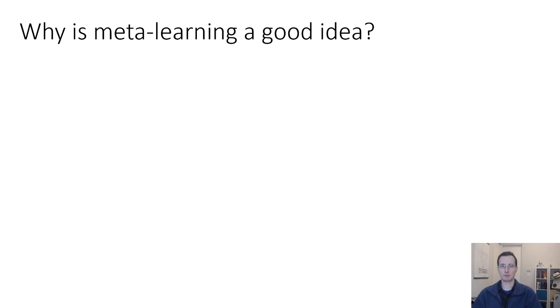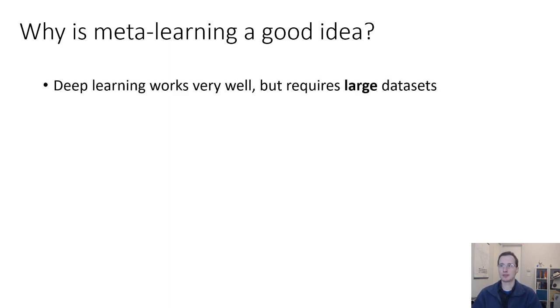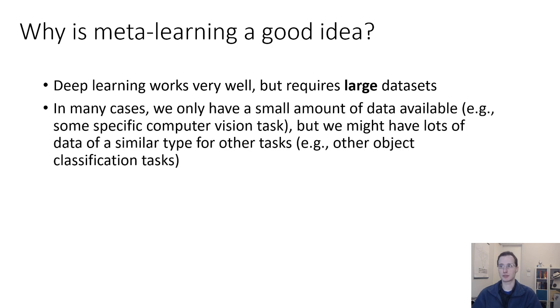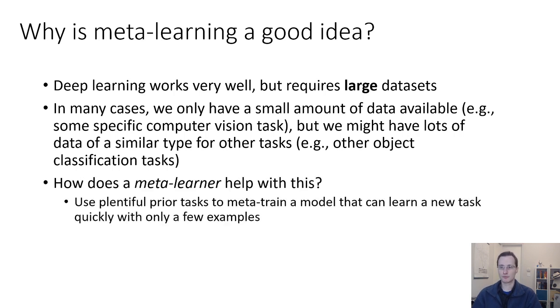Okay, so why is meta-learning a good idea? Deep learning works well, but it requires very large data sets. In many cases, we might have only a small amount of data available. For example, we might have only a little bit of data for some particular medical imaging diagnosis task. But we might have lots of data of a similar type for other tasks, like other kinds of image recognition tasks.